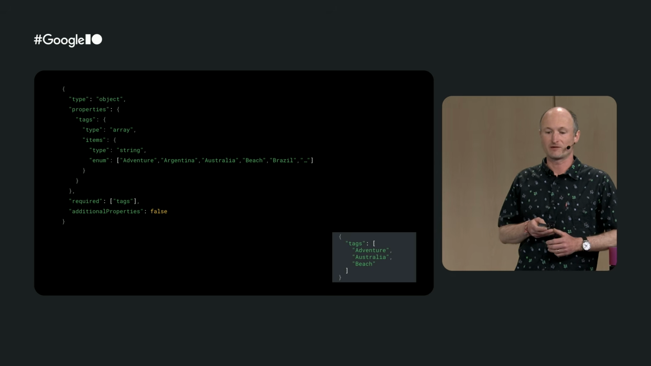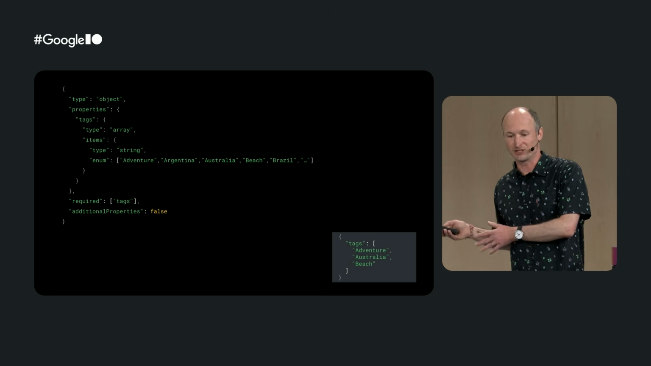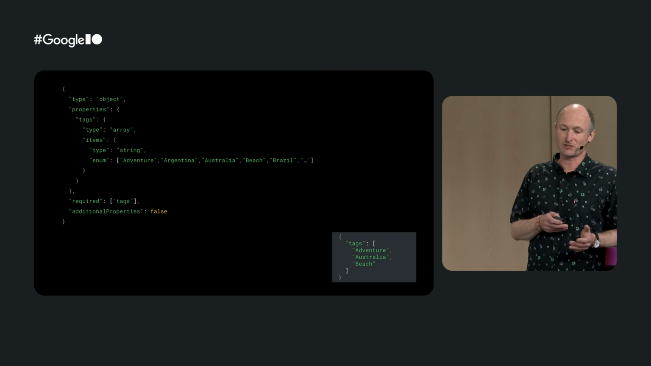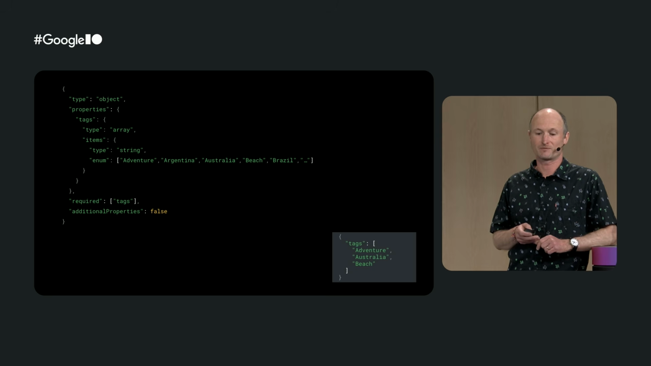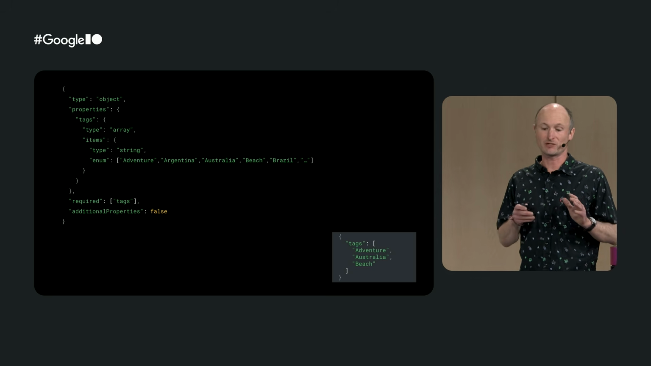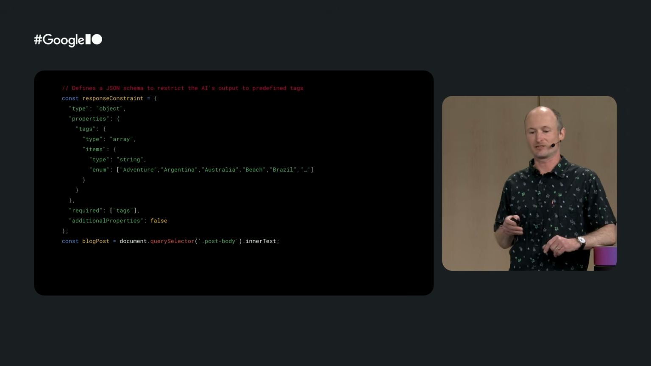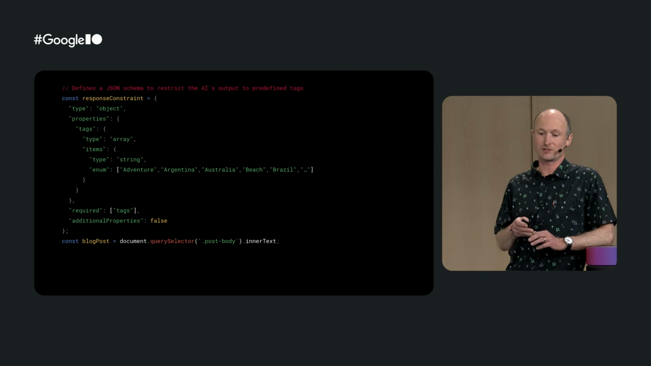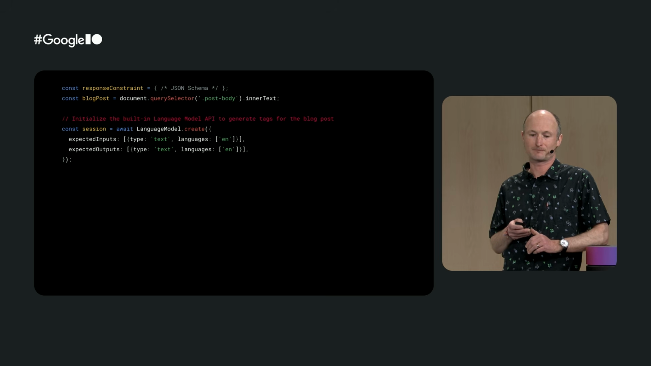It's a JSON object with a tags field and the tags adventure, Australia, and beach. Limiting the response to a list of enums prevents the model from coming up with new tags. And we can also be sure that the response will always be a JSON object in the requested shape. Now for the actual implementation. We first store the JSON schema in a variable called response constraint. Next, we get the text of the blog post for which we want the tags.